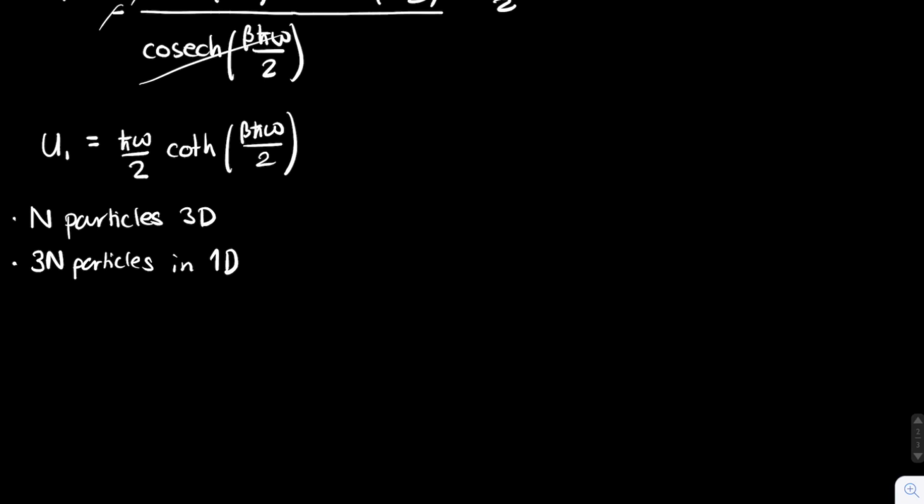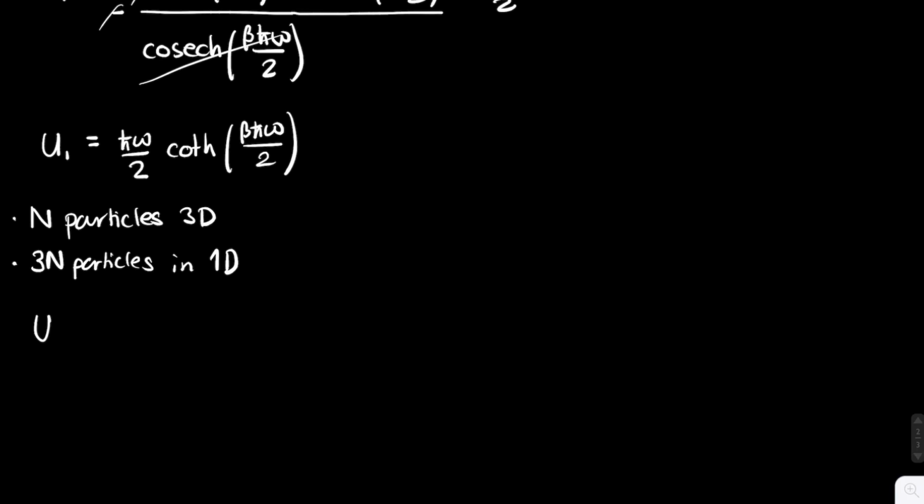I hope you guys can see why it's 3N particles in 1D. Adding extra dimensions increases the number of degrees of freedom, and from the equipartition theorem, you're going to get 3 times as much energy from that. So there are 3N particles in 1D.